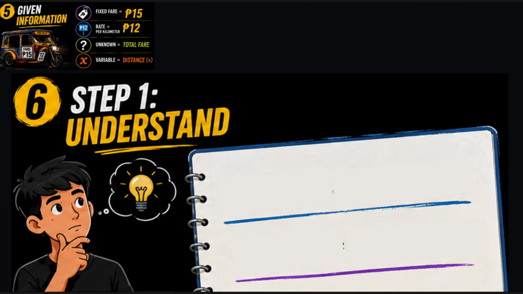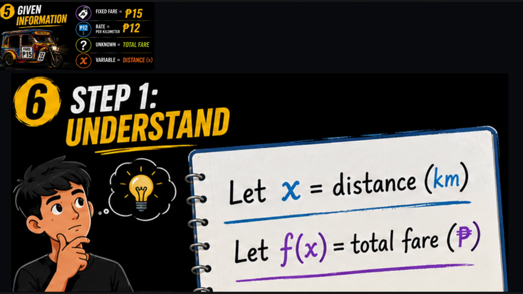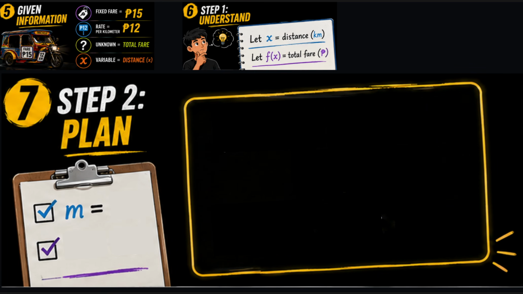Step one in solving a problem is to always understand the problem by defining the variables first. Let x be represented as the distance in kilometers, and f of x is represented as the total fare amount. Okay, so the next step is to plan. In planning, part of it is to identify the slope. The slope is 12, and the y-intercept is 15.